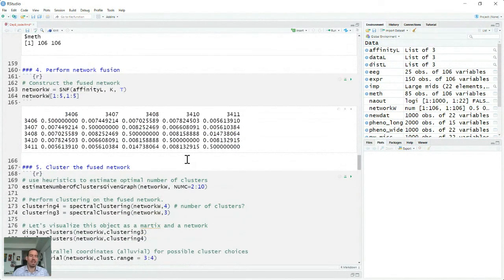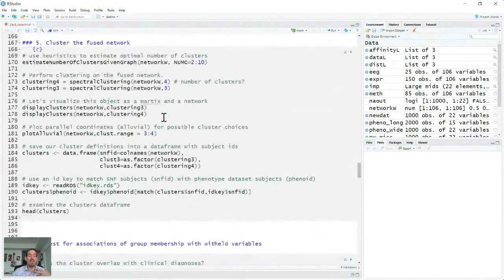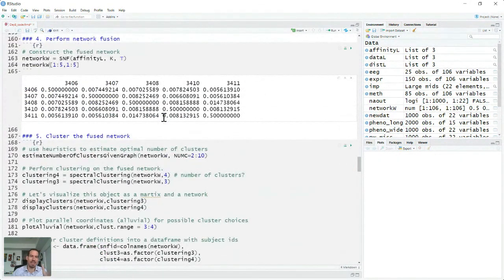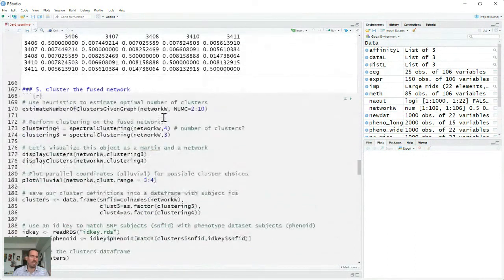That's what's going on. Let's cluster the fused network and let's plot it. Let's start looking at these patterns of similarity, right? We have this matrix of fused similarities according to 3 data types. Let's figure out, are there subgroups of people? Can this be applied to precision medicine? What do they mean? Who are these people?